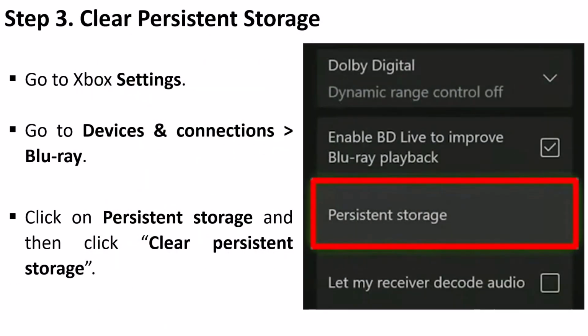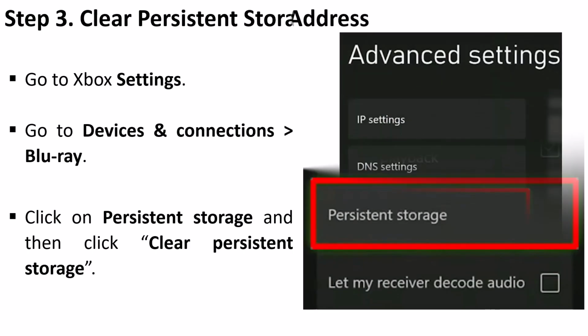Step 3 is to clear the persistent storage. So go to Xbox settings, go to Devices and Connections, Blu-ray, click on Persistent Storage and then click on Clear Persistent Storage. Now if you don't see these features on your Xbox console, then skip this step.